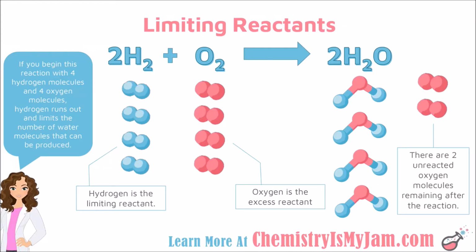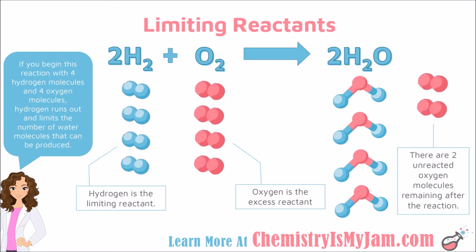Let's look at the concept of limiting reactants. This is the idea that when you have a chemical reaction going on and you put two things together, one of them is going to run out first. One of them is going to limit how much of your products can be produced. So the thing that runs out first is your limiting reactant.